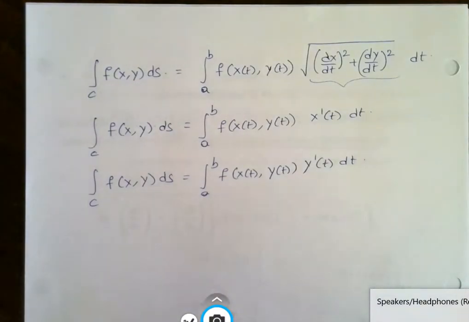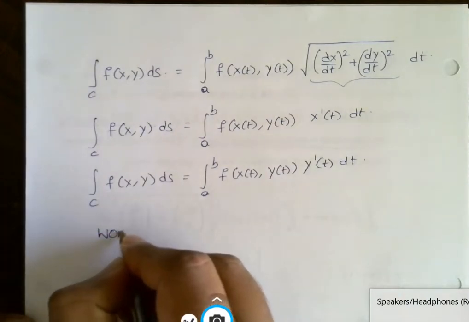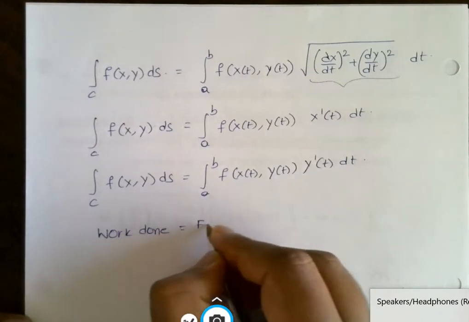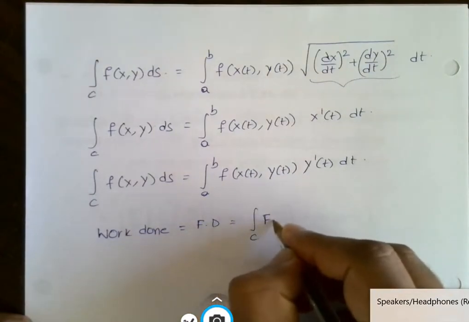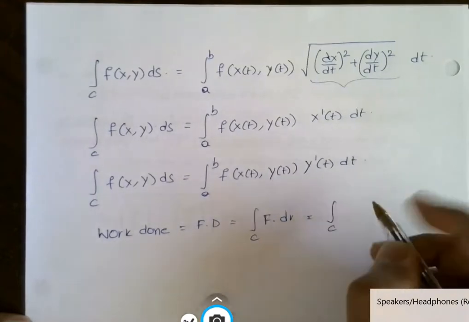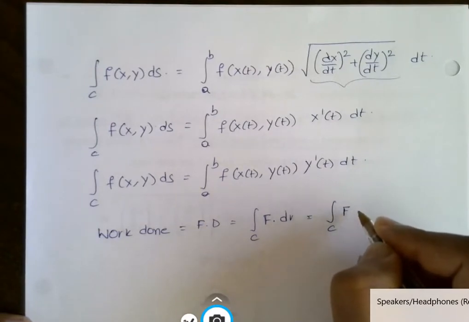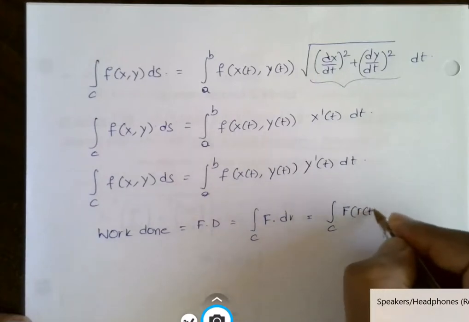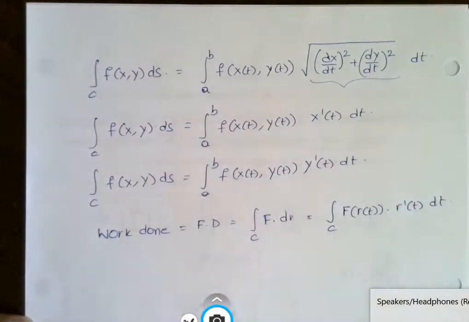These are the three different ways, and a line integral is basically one of the applications: if you want to find work done, you always use the line integral. It is F dot d, so in the Calc 3 sense it is going to be the line integral of F dot dr. So that means it is going to be the integral over C of F of r of t dot r prime of t dt, that we are writing as F dot dr.